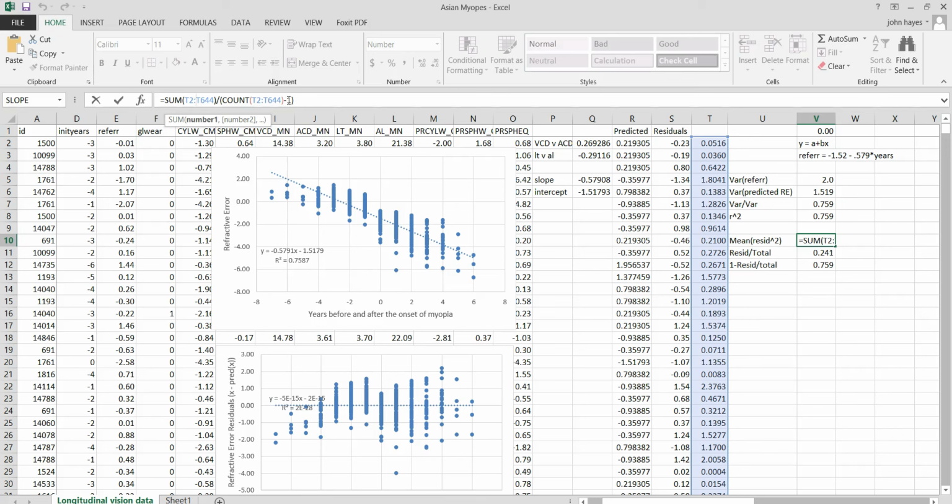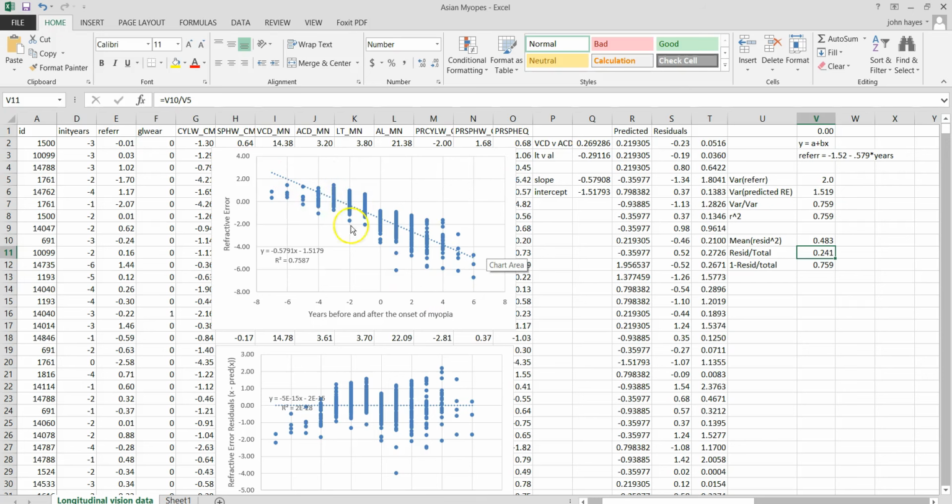And we get the mean residual. And the residual divided by the total variance is 0.24. So we're not accounting for 24% of the variance. Our residual, all the points falling off this line, account for 24% of refractive error variance.